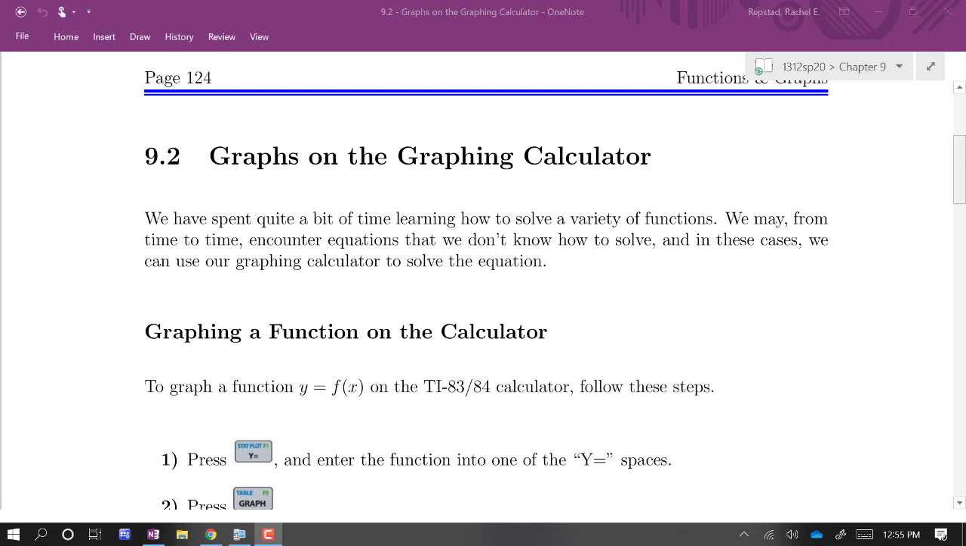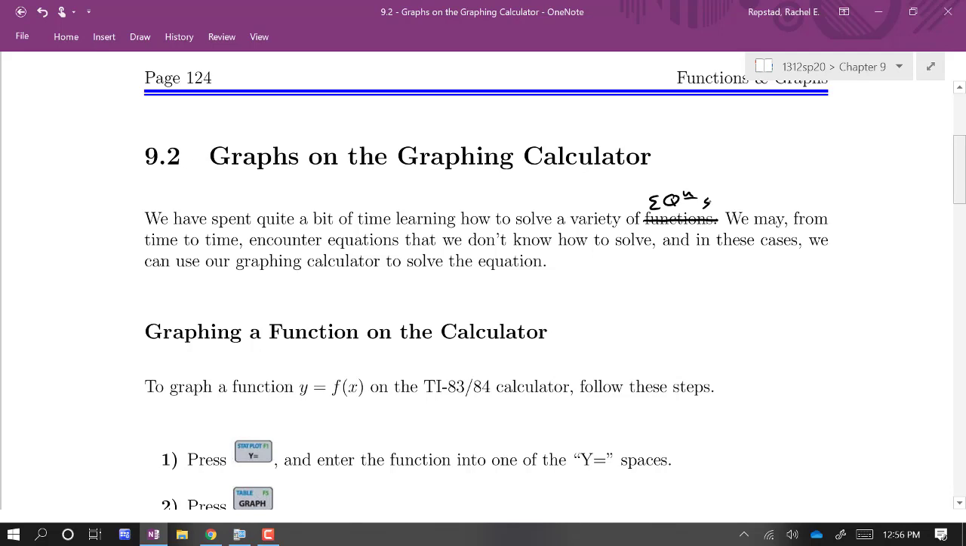Over the past semester, and two semesters really, we spent a lot of time learning how to solve different kinds of equations. That's a typo here that should say equations. And despite all the time we spent learning how to solve different kinds of equations, there are sometimes scenarios where we encounter an equation that we don't really know how to solve yet.